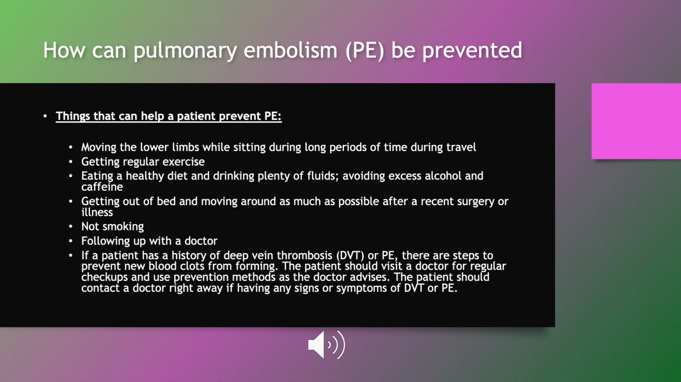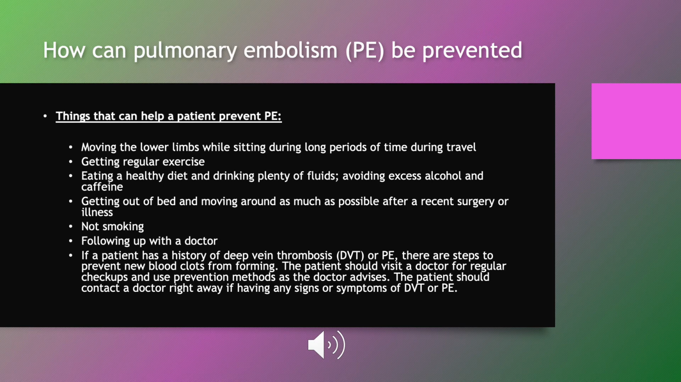All right, so let's check out how we can prevent the development of a PE. There's a few things that we can do to help prevent getting a PE. Moving the lower limbs while sitting during long periods of time or during travel, getting regular exercise, having a healthy diet, drinking plenty of fluids, avoiding excess alcohol and caffeine. Those are some ways that we can help prevent PEs from developing.